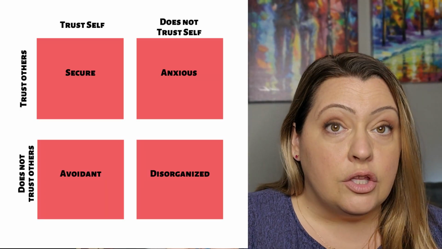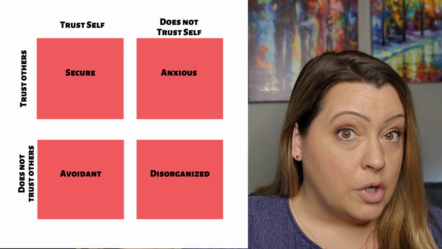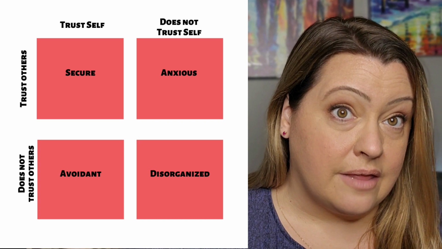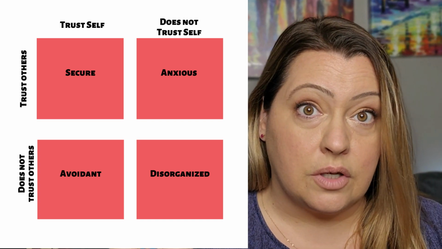There are 4 main attachment styles, and if you do a quick Google search, you'll see that there's a couple different names for each of them. I'm going to use the most prevalent names, which is secure, anxious, avoidant, and disorganized. If you look at this chart right here, you've got trust self or don't trust self, and then you've got trusting others and not trusting others, and that's where each of these 4 sort of lie.